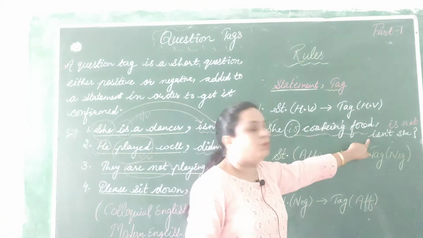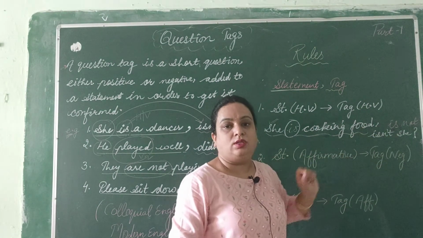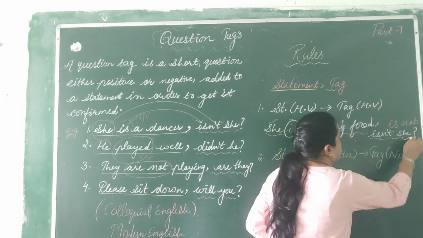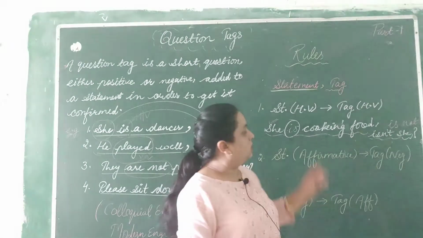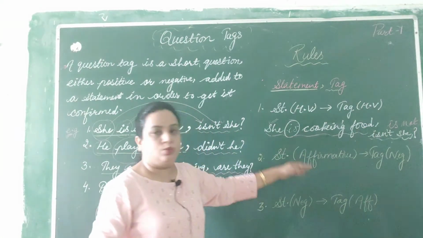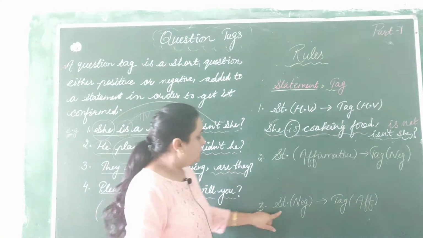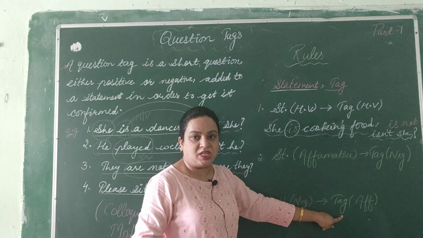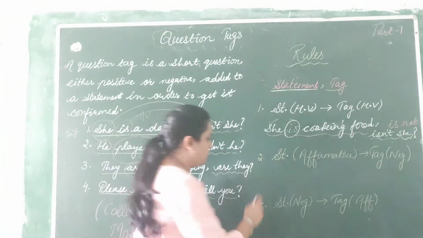You added the question tag here, that is "isn't she", and the sign of interrogation. So this "isn't she" is what? This is the question tag. Okay. So this is what we have to do. Now we have covered rule number 1 and 2 in this first sentence. The third thing he is saying is that if the statement is negative, we have to add the question tag in affirmative. Affirmative means positive. Let's take the example.